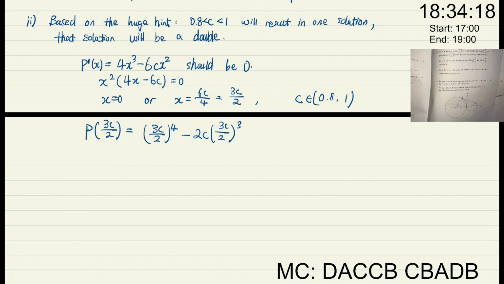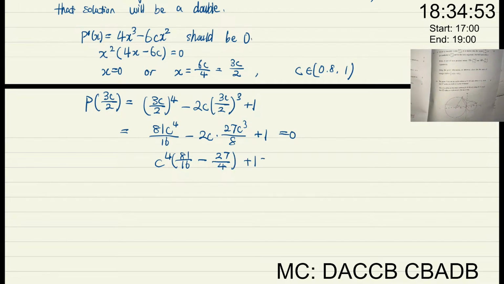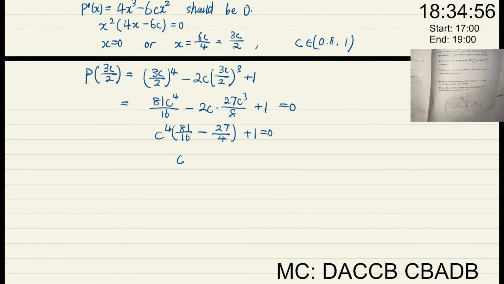I would say that this is a fairly respectable question. It's not really hard, and the hint is really blatant, but it's not that easy. So we got 81c to the 4 over 16 minus 2c multiplied by 27c cubed over 8 plus 1, and that's got to be 0. So we've got c to the 4 times 81 over 16 minus 27 over 4 plus 1 equals 0. It's just going to come down to solving it.